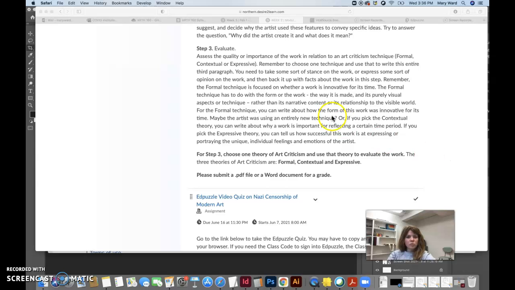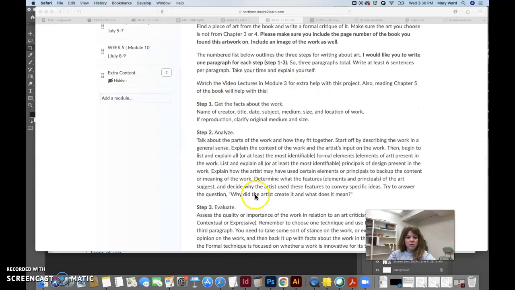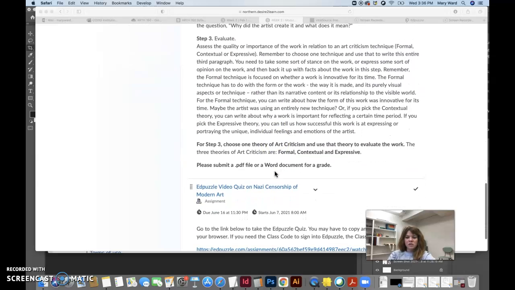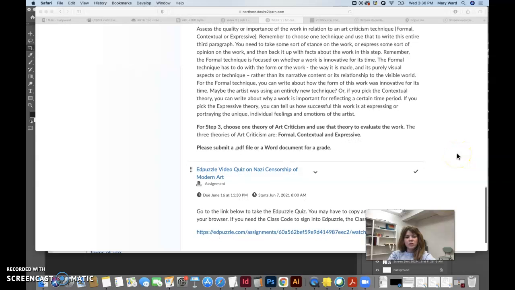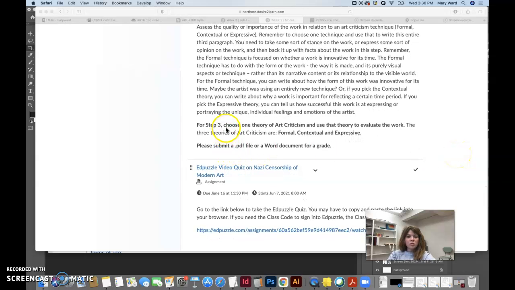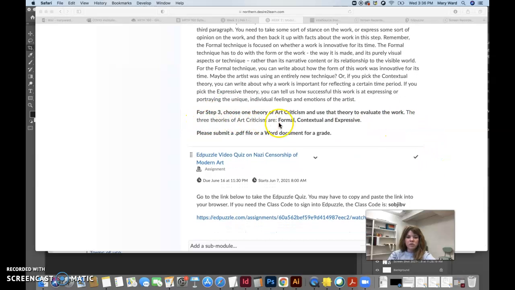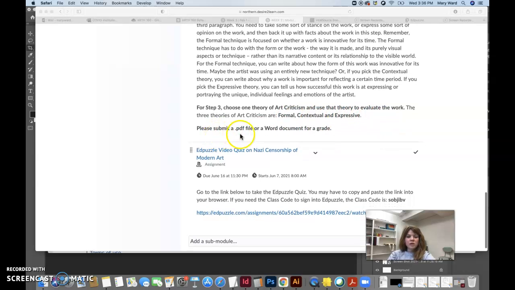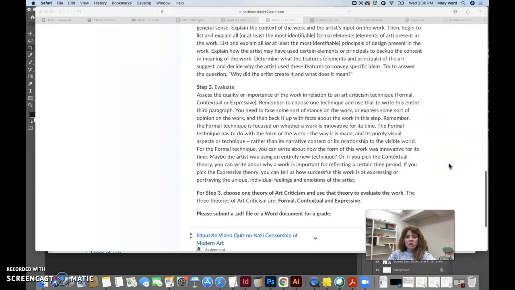So that's basically the 3 paragraphs here. Remember, 6 sentences at least for each paragraph, maybe more. For step 3, remember to choose one theory of art criticism and use that theory to evaluate the work. The 3 theories of art criticism are formal, contextual, and expressive. So submit a PDF file or a Word document for a grade to me, please, for that.